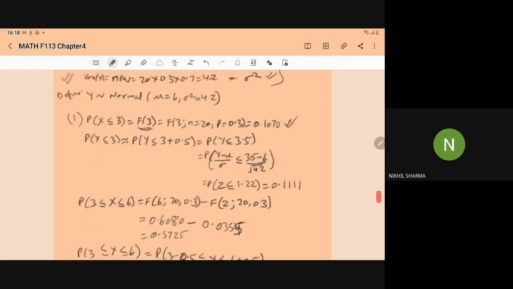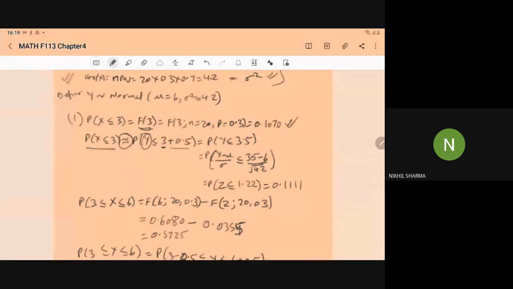Now when we say we have to find the value of the probability x less than or equal to 3, we can approximate. It is not exactly equal, it is approximately the probability of a normal variate less than or equal to the point plus the half unit correction. So 3 plus 0.5. So it will be P(Y less than or equal to 3.5).